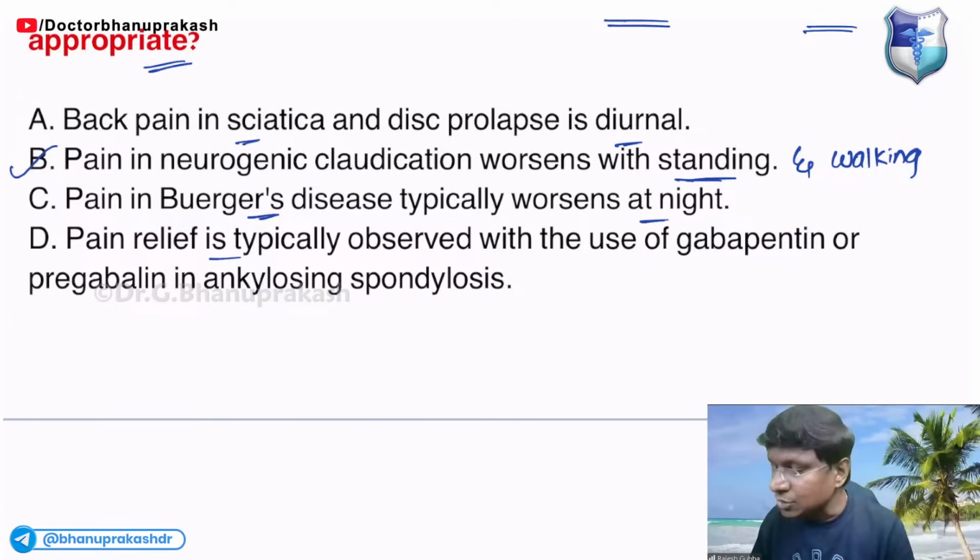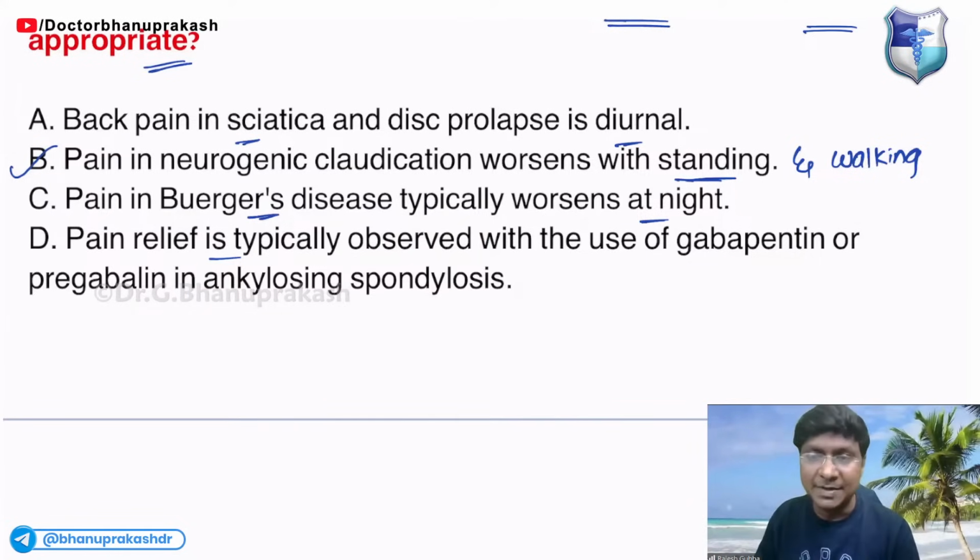Then you take the last option: pain relief is typically observed with use of gabapentin or pregabalin in case of ankylosing spondylitis. It's a wrong statement. What we give in case of ankylosing spondylitis is indomethacin, not pregabalin or gabapentin. So the correct answer here is the second option: pain in neurogenic claudication worsens with standing.